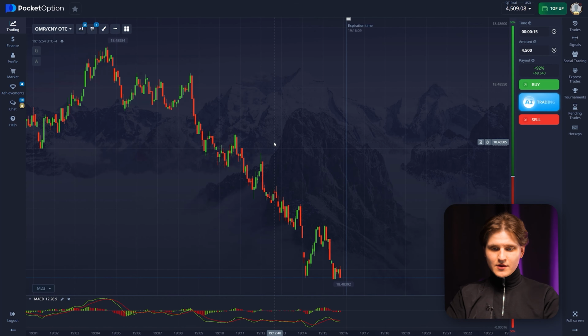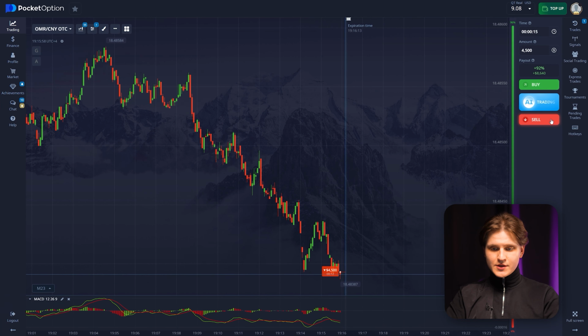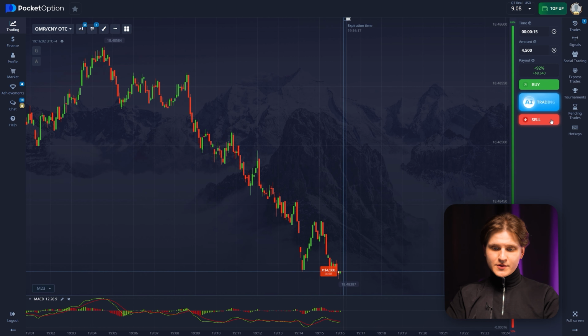Let's pick another asset. Here we see a strong movement, and according to the trend I open a position down. Because trend is our friend, as we know. So I open a position down and wait for the expiration time.